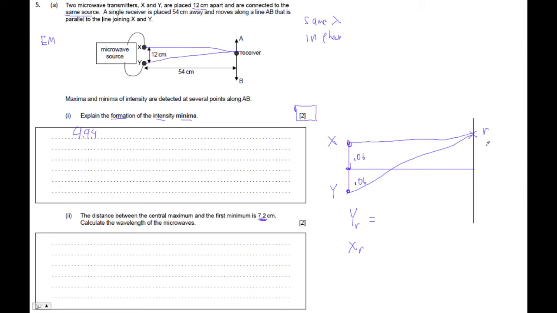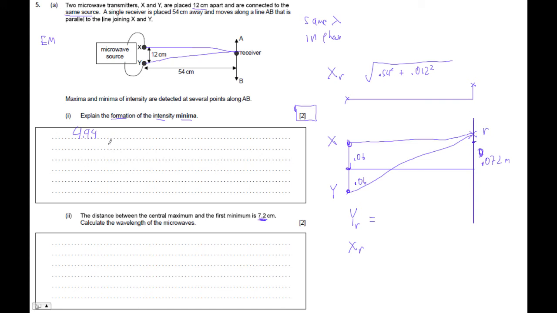So for example, if this is 0.072 meters for this distance, let's draw a picture of it. XR is over 0.54, and then if this is 6 centimeters and that's 7.2 centimeters, this little distance here is 1.2 centimeters. I'm not going to try to draw that straight line, but it's going to be the square root of 0.54 squared plus 0.012 squared, since this is 0.06 and this is 0.072. That would be XR. I'll let you figure out what YR is.